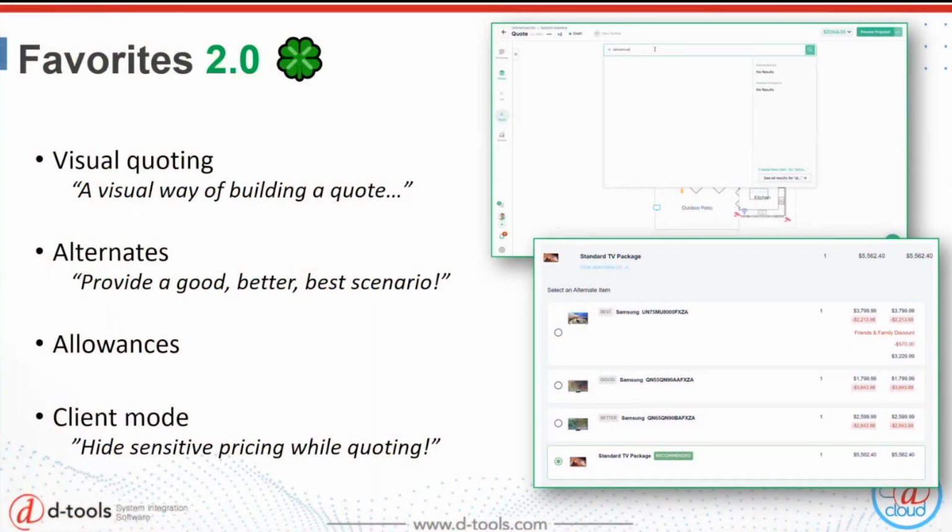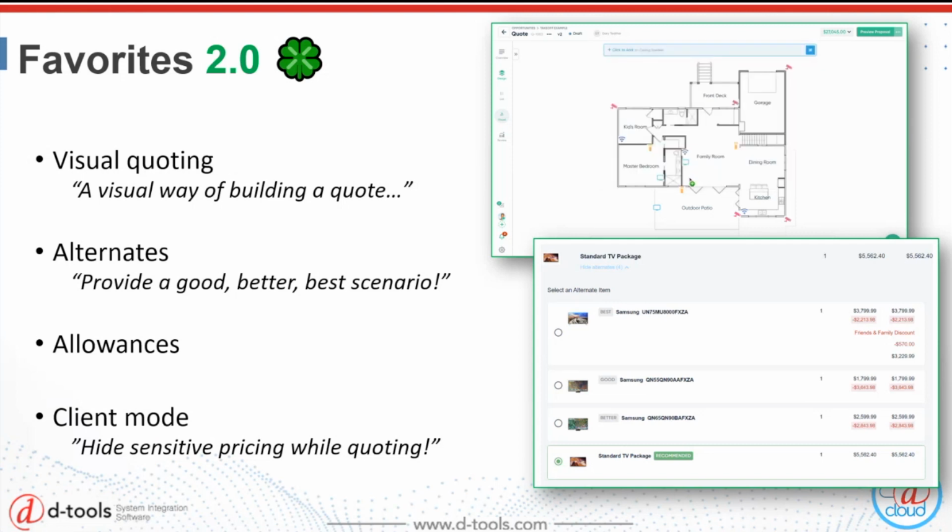We're going to get deep into some visual quoting tonight. Clients absolutely love this. It's really nice to be able to pull in their floor plan and add products to it to get them excited while generating their bill of materials at the same time. And while doing that, I'll show you how to turn on client mode so that they don't see your costs and other sensitive pricing information.